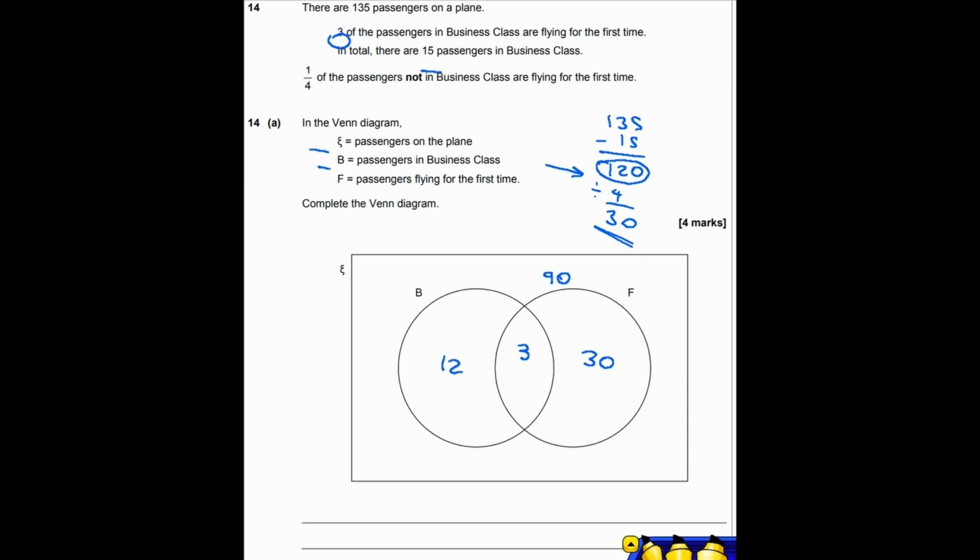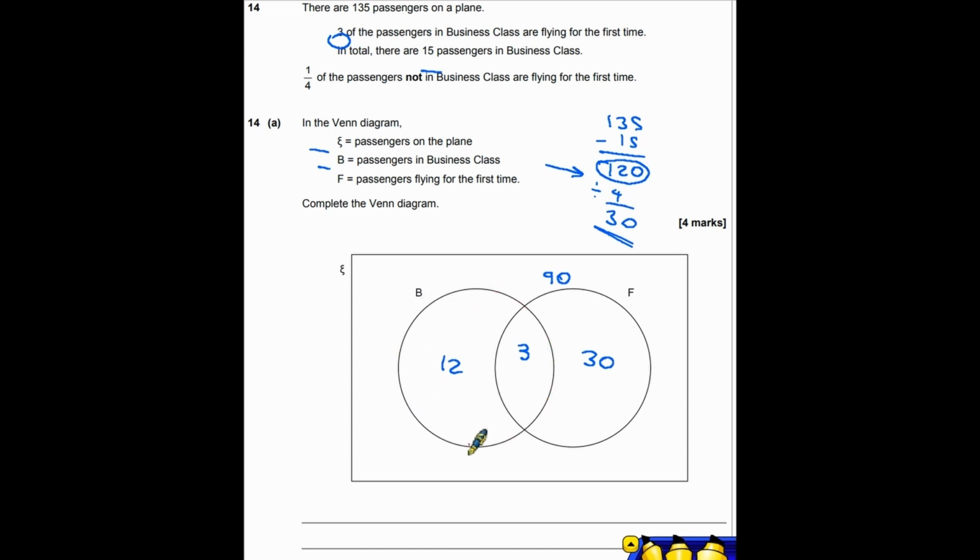Now question 14 part B, unfortunately I cannot fit on the same page and I need this diagram. It tells us that one passenger is chosen at random, and we are to work out the probability of that passenger being in business class. Well, we have a ratio to work out here.